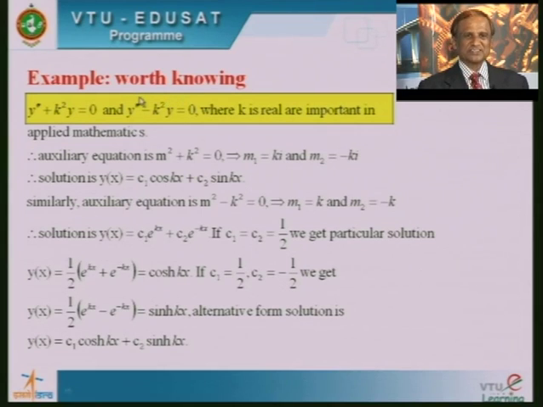Friends, especially in differential equations, especially in second order differential equations, we must know this type of equations. y double prime plus k square into y is equal to 0, and y double prime minus k square into y is equal to 0. You observe these two equations are second order homogeneous equations. How do you say they are homogeneous equations? Because the right hand side term is 0. That is why I will call it a second order first degree homogeneous equation.